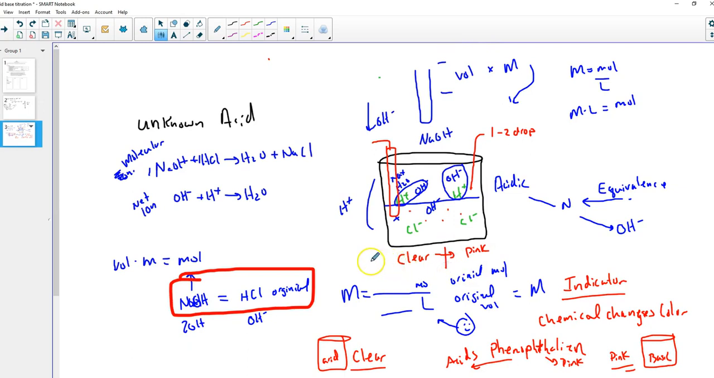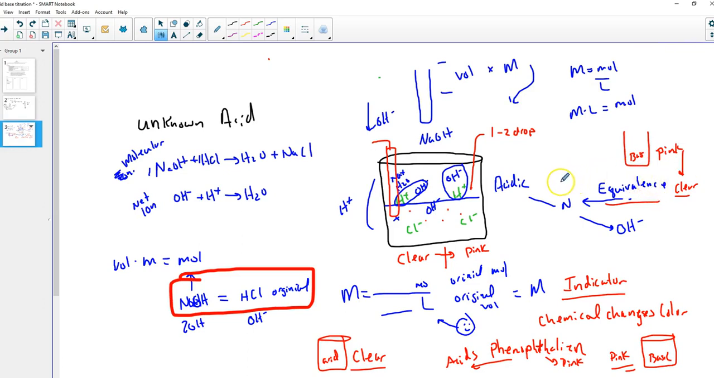We're going to assume that's very close to our equivalence point. Now, if you reverse the situation, you would start with a beaker that's a base. It would start pink, and it would become clear. In that case, 1 drop turns it clear. That's how we know where our equivalence point is.